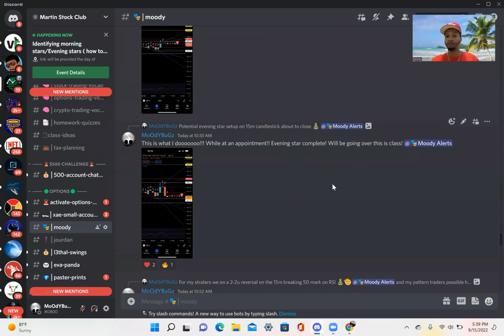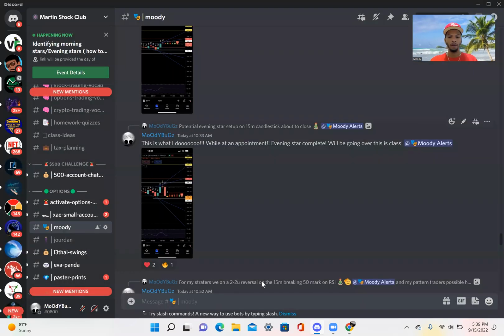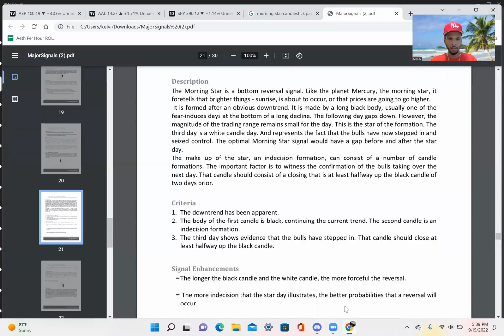Evening star complete. We'll be going over this in class, and that's what the evening star looks like. It went and took out target, then gave us a little extra to take out some more targets and continue down, right? So let's go back here. And I stopped at close.